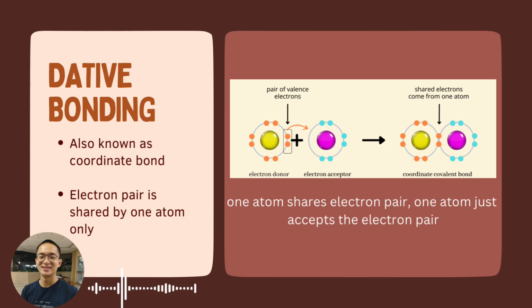Now, let's look at the illustration on the right. Here, we see a visual representation of the dative bond formation. The electron donor, shown in yellow, has an extra pair of valence electrons. The electron acceptor, shown in purple, does not have enough electrons to achieve a stable electron configuration. The electron donor provides its extra pair of valence electrons to the electron acceptor, forming a coordinate bond.